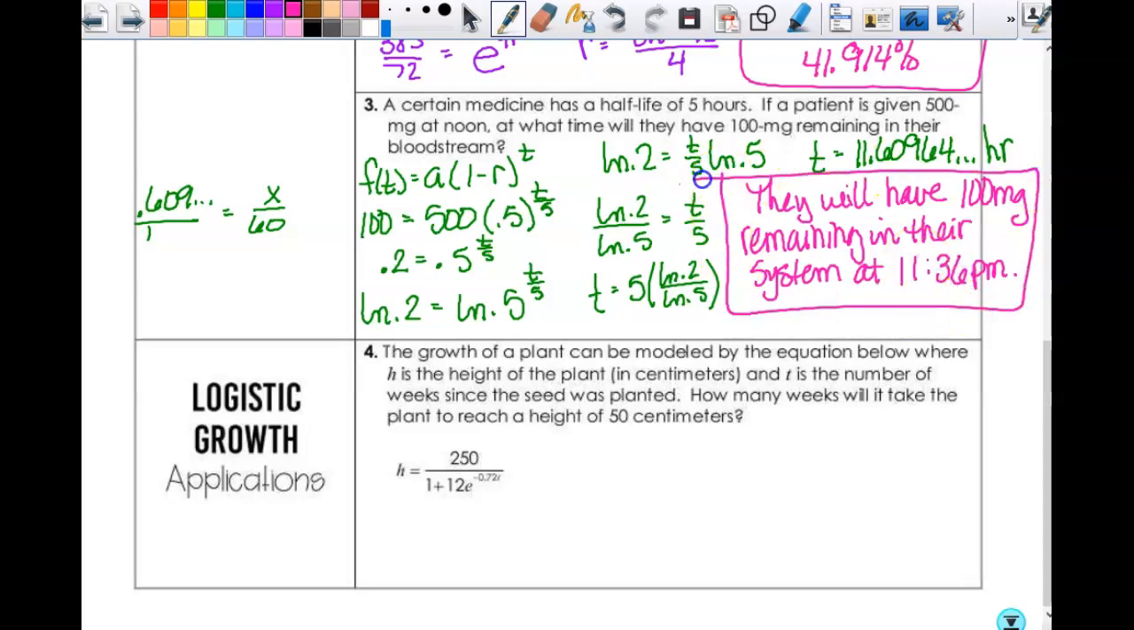It takes a little bit of reasoning to go through that sometimes. All right, what questions do we have? All right, flip it over.